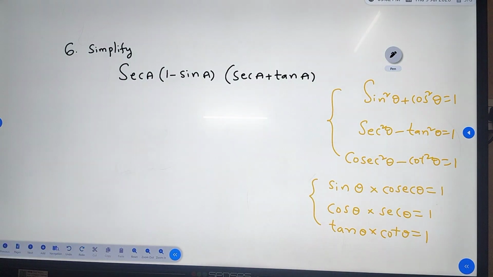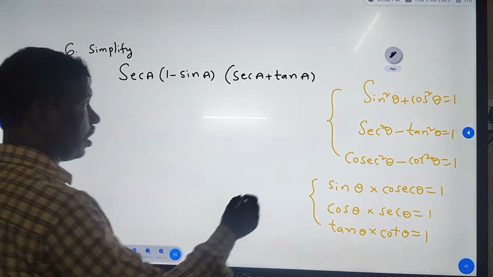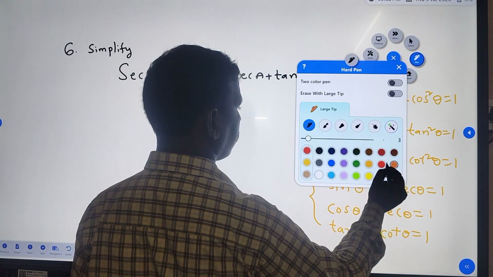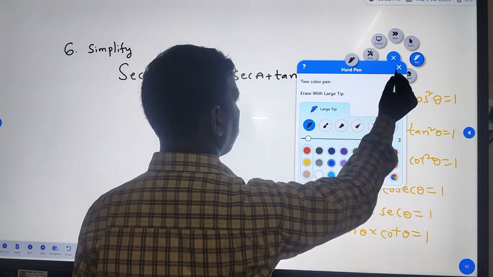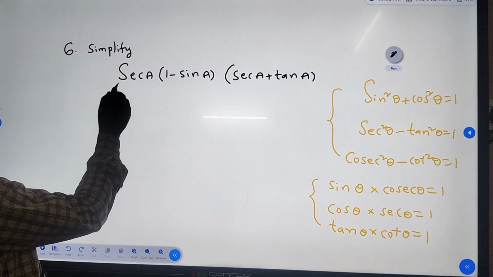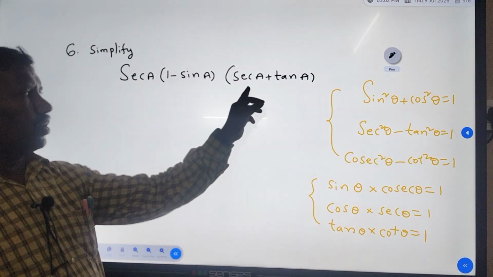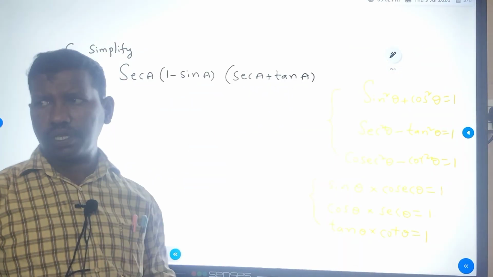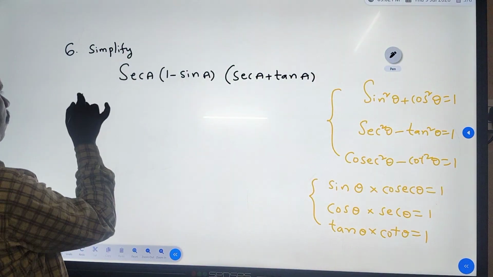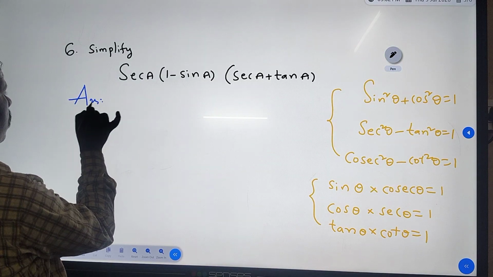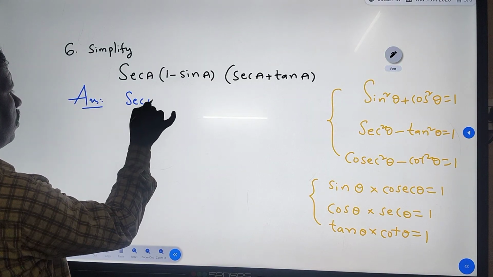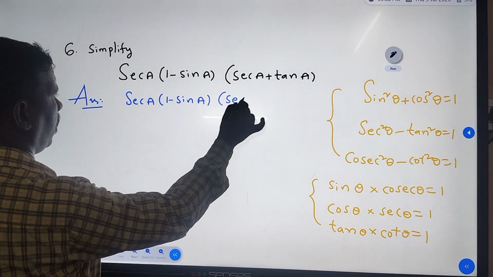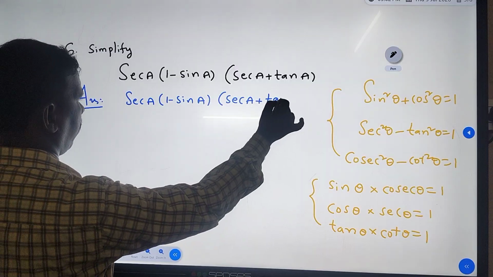How to solve this question? So what is given in the question? We can observe that we have to simplify sec A into 1 minus sin A into sec A plus tan A. Sec A plus tan A, multiply with first these two.